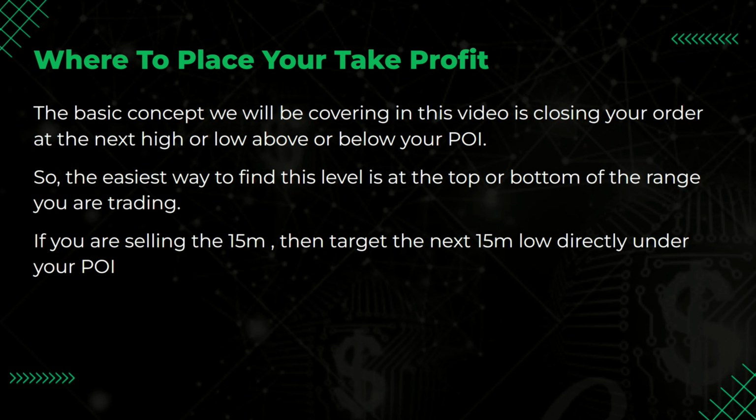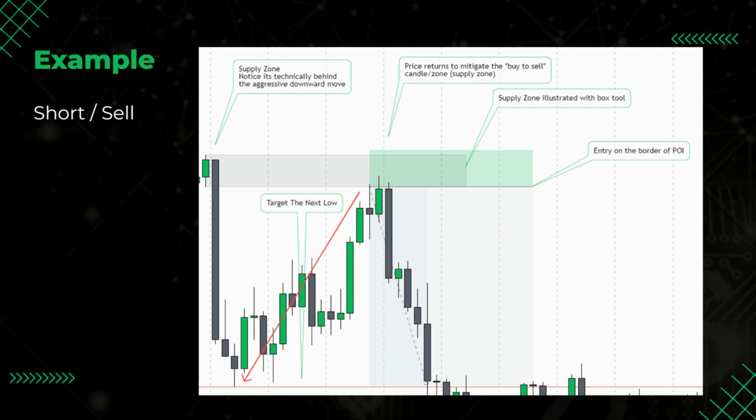So let's talk about where to place your take profit. The basic concept we will be covering in this video is closing your order at the next high or low above or below your POI. The easiest way to find this level is at the top or bottom of the range you are trading. If you are selling the 15-minute, then target the next 15-minute low directly under your point of interest.